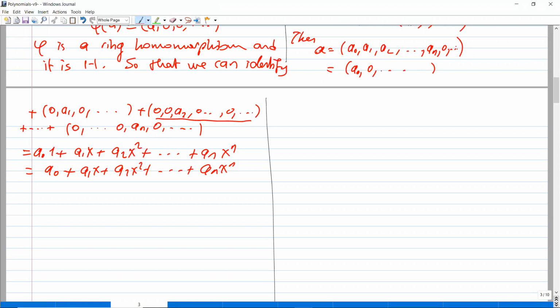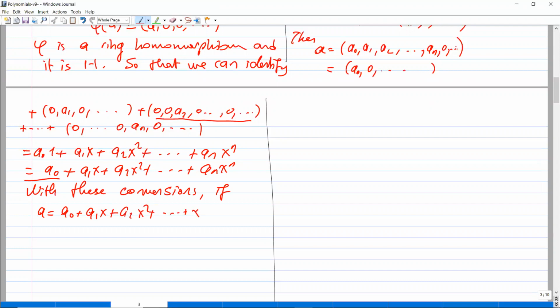So with these conventions, if a is a0 plus a1x plus a2x squared plus an x to the n, where an is not 0. Usually we take the last entry to be non-zero. And b is b0 plus b1x plus b2x squared plus bm x to the m, where bm is not 0.